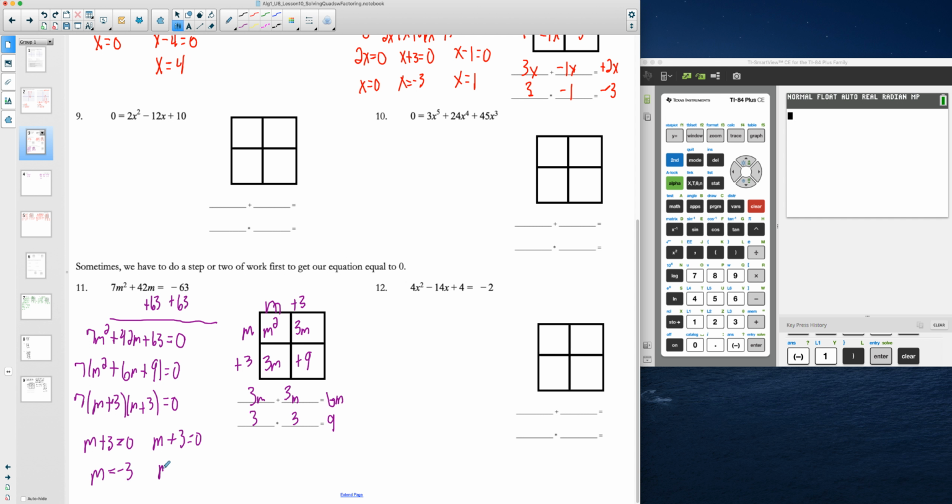This means that m is also negative 3. So I get the same solution twice, which really means we're in that situation.